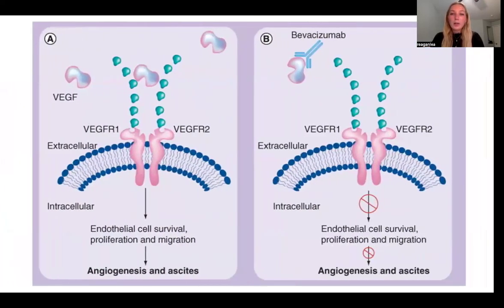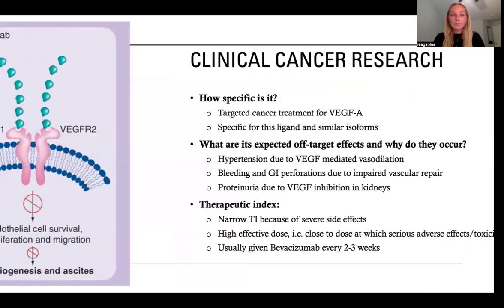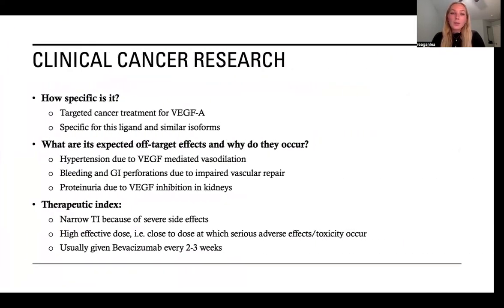This is just kind of a diagram explaining that. So you can see the VEGF molecule on the left here going through the cell through a normal process, leading to proliferation and angiogenesis. And then when you take our drug, bevacizumab, it blocks this molecule, and then it cannot enter the cell, and then there's no proliferation and angiogenesis. And so how specific is it? So this is a specific targeted treatment, so it does only really apply to the VEGF-A ligand. It's seen to work on similar isoforms, but really just this type of molecule.